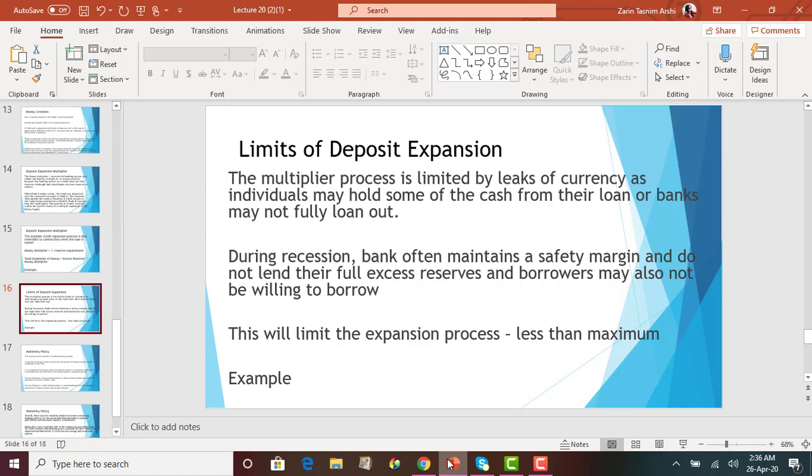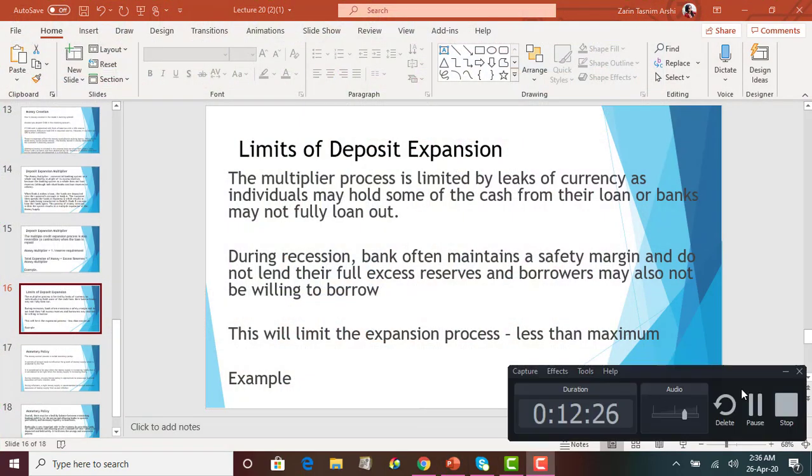So two things: banks, if they are not loaning out fully, and secondly, if people are holding back some of their money when they are getting the loans. Especially during recessions, banks will often maintain a safety margin and not lend their full excess reserve. And borrowers may also not be willing to borrow during recessions because it's not a good time; the economy is not doing well. Okay, let me do another example for you so it's clear how this process works.